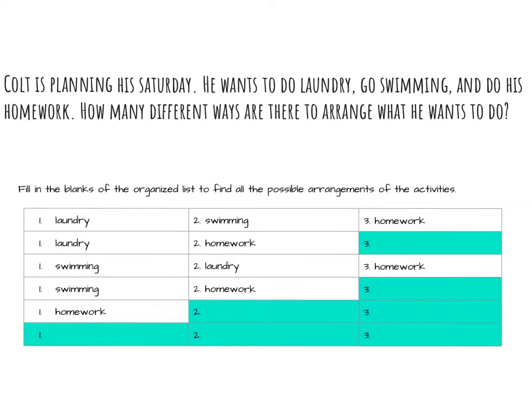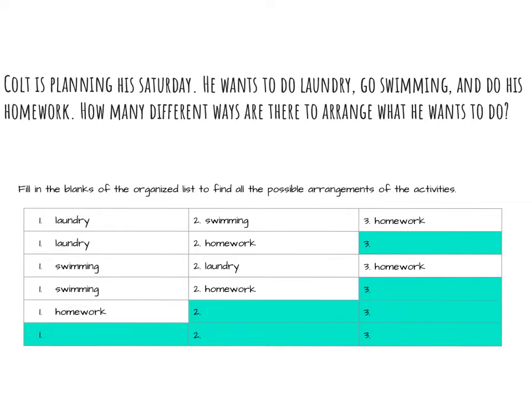It says Colt is planning his Saturday. He wants to do laundry, go swimming, and do his homework. How many different ways are there to arrange what he wants to do? Fill in the blanks of the organized list to fill all the possible arrangements of the activities.